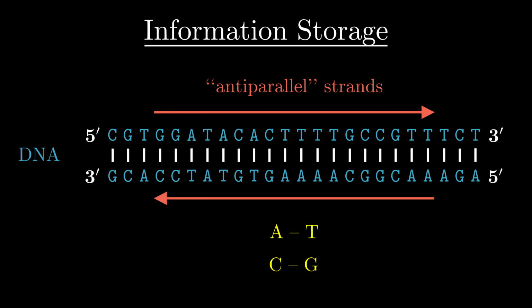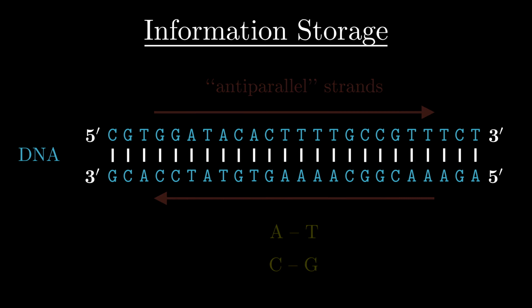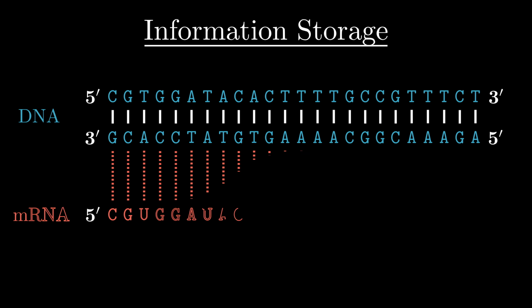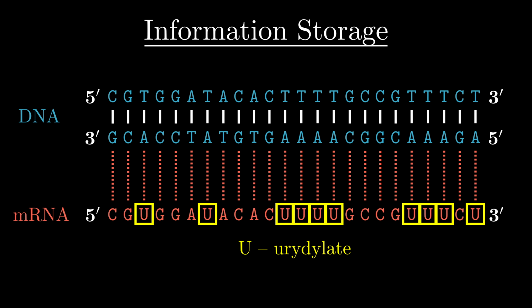Now, we know that to get to protein we have to carry out transcription, where the information from DNA is copied to RNA. The RNA molecule we just made is called messenger RNA, or mRNA for short. The sequence of the mRNA is what you would expect if it base paired with the bottom DNA strand here, except that where we would have T or thymidylate in DNA, here we have U or uridylate.